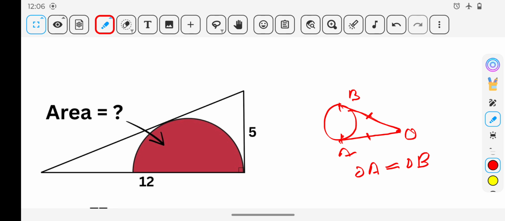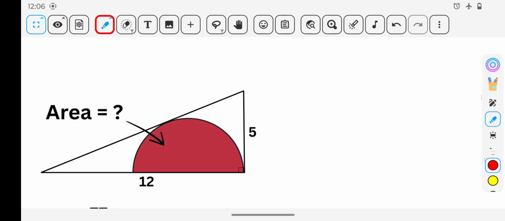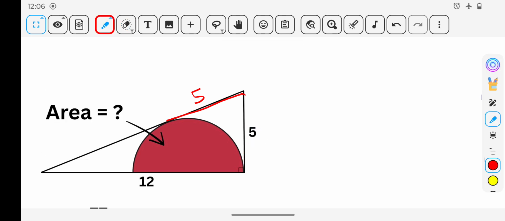So in that logic, this is an external point, and from this point this is a touching tangent and this is also a touching tangent. So if the length of this tangent is 5, then this will also be 5. Easy. So till now, we know only that this length is 5.